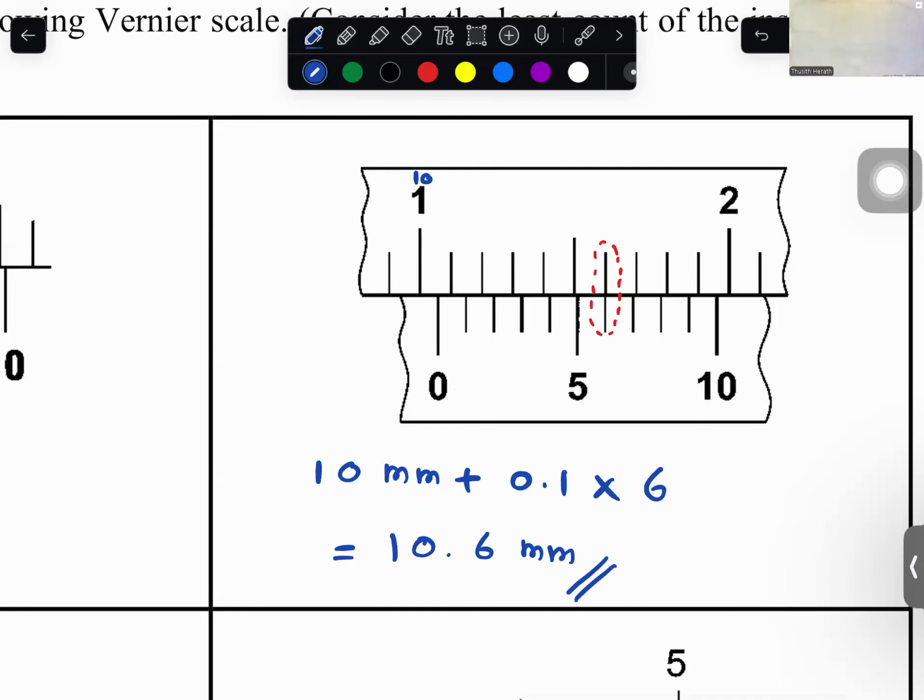10.6 millimeters. After completing every question, the reason for keeping the screen for some amount of time is so that you can complete it yourself, right? That's why even after completing, I keep the screen for a few seconds, a few minutes, to let you complete it.